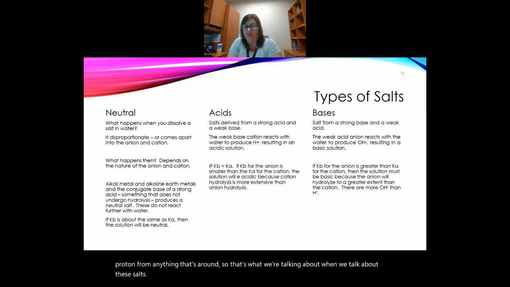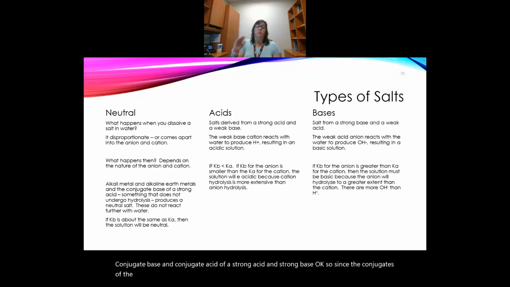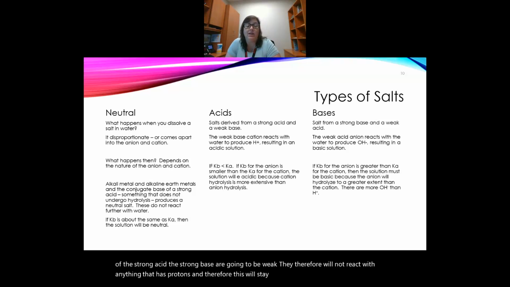There are three cases that we're going to consider. A neutral salt is where we have the conjugate base and conjugate acid of a strong acid and a strong base. Okay. So since the conjugates of the strong acid and the strong base are going to be weak, they therefore will not react with anything that has protons, and therefore this will stay a neutral solution. We can, on the other hand, have situations where we have acidic salts. These are salts derived from a strong acid and a weak base.